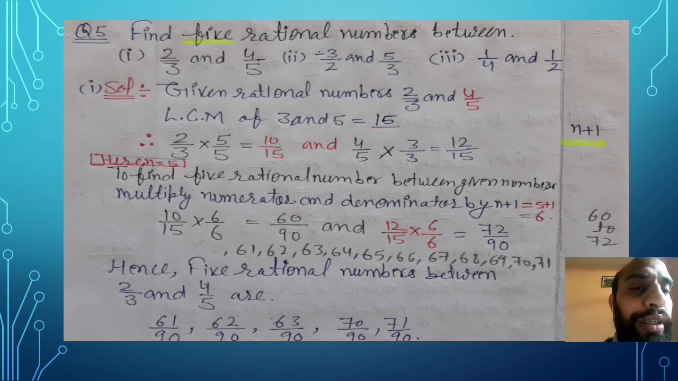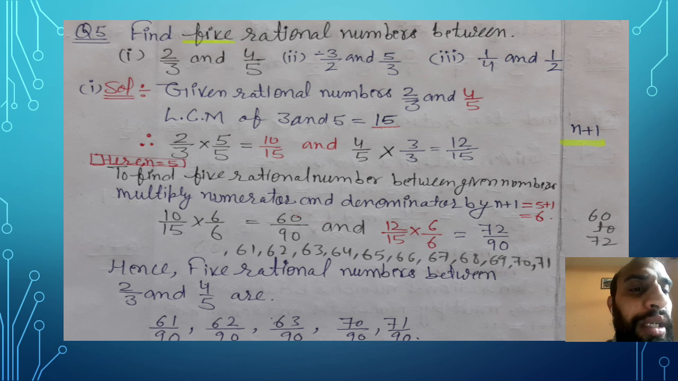Check, my dear student, here in the rough area I have written 60 to 72. That means all the countings that are coming in between 60 to 72, like 61, 62, 63, 64, 65, 66, 67, 68, 69, 70 and 71. These are coming in between. You can divide these countings by 90. That is your answer.